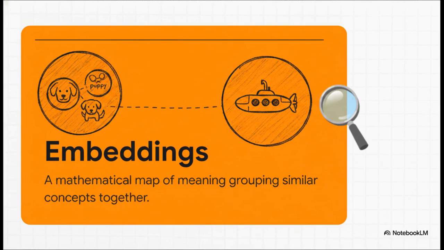Okay, so once the text is chopped up, the AI needs to figure out what those tokens actually mean. This is where embeddings come in. Think of embeddings as a multidimensional mathematical map of meaning that groups similar concepts together. It's like a giant 3D map where words with similar meanings are plotted physically close to each other. So the token for dog and the token for puppy are plotted right next to each other on this map, while submarine is way off in a totally different corner. This is exactly how the AI understands context. It doesn't know what a dog is in real life, but mathematically, it knows exactly where it lives relative to everything else in human language.